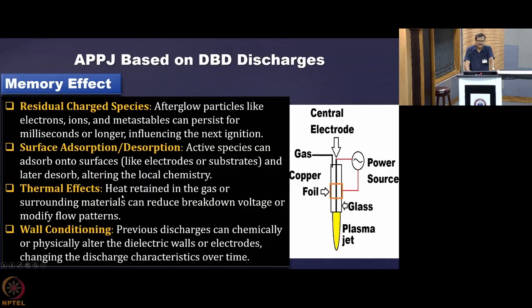Then thermal effects: heat retained in the gas or the surrounding material can reduce background voltage or modify the flow pattern. Then wall conditioning: previous discharges can chemically or physically alter the dielectric wall and electrodes, changing the discharge characteristics over time, because they can modify the properties of the dielectric that is in touch with the plasma.